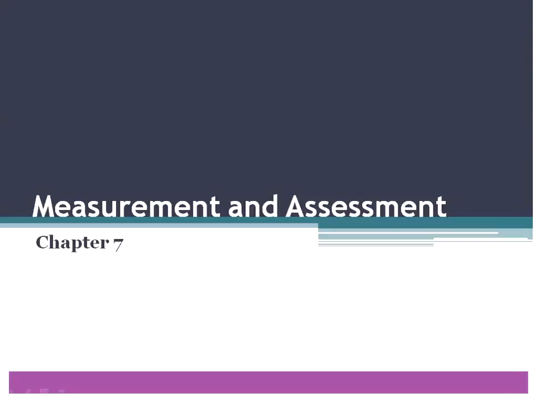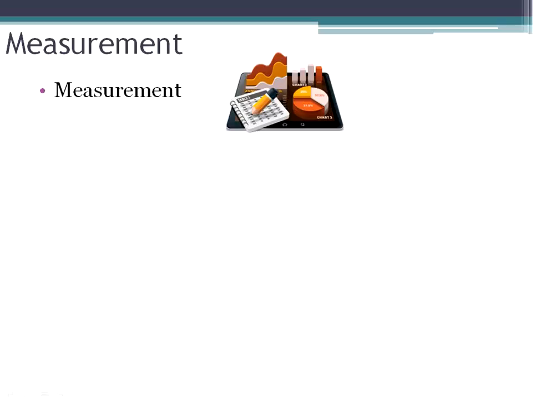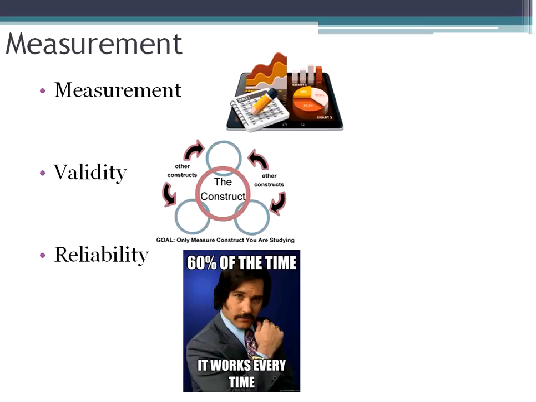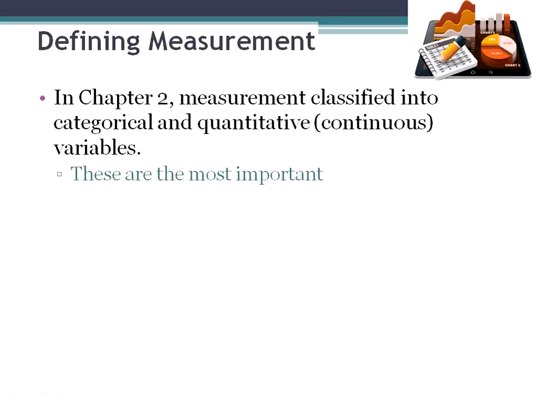Right, welcome to Chapter 7, Measurement and Assessment. For this unit, we're going to go over some general issues about measurement, different kinds of variables. We'll talk about validity and reliability in terms of research.